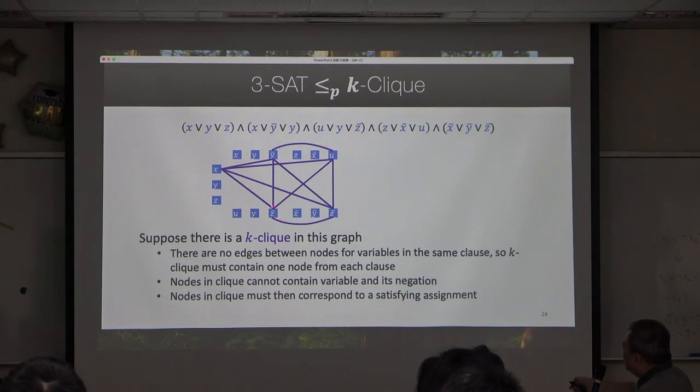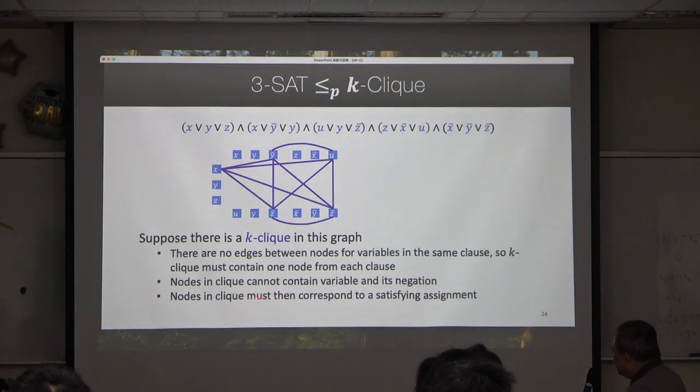this x, not y, okay, and not z. So if you want to select this x, this is true. This not y, this is false. Okay, you have to assign y to be false. Okay, not z, you have to select z to be false. And u, okay, this one you have to select u to be true. Okay, and that's it. So that's satisfying. Each 5 clique corresponds to a satisfying assignment.